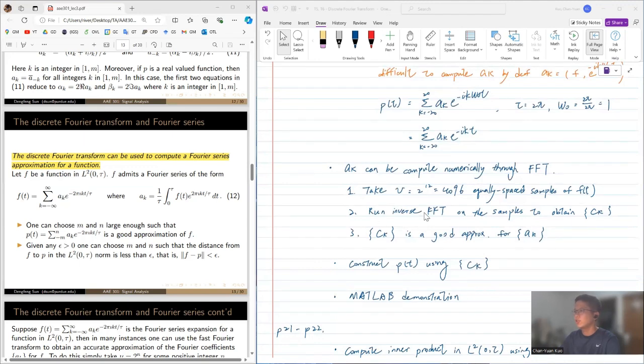Then we will run inverse FFT on the samples to obtain the set of coefficients Ck. As we have talked about just now, this set of coefficients Ck is going to be a good approximation for the Fourier coefficients associated with the Fourier approximation. So we can then use this set of coefficients Ck to construct a Fourier series approximation PT for the function f of t. Now I'm going to show you how you can do this in MATLAB.